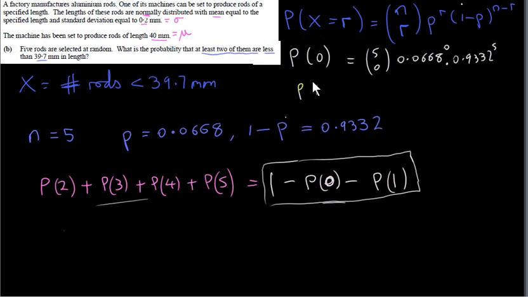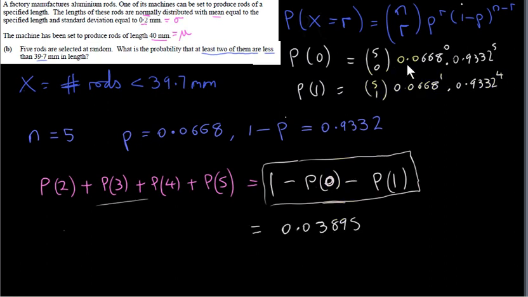Okay, and then P1, we just plug 1 in for r. We get 5C1 times 0.0668 to the power of 1 times 0.9332 to the power of 4. You can see that these powers must add up to n. So 0 plus 5 is 5, 1 plus 4 is 5. So if we calculate both of these probabilities, that's straightforward, and then work out 1 minus the sum of them, we get 0.03895.